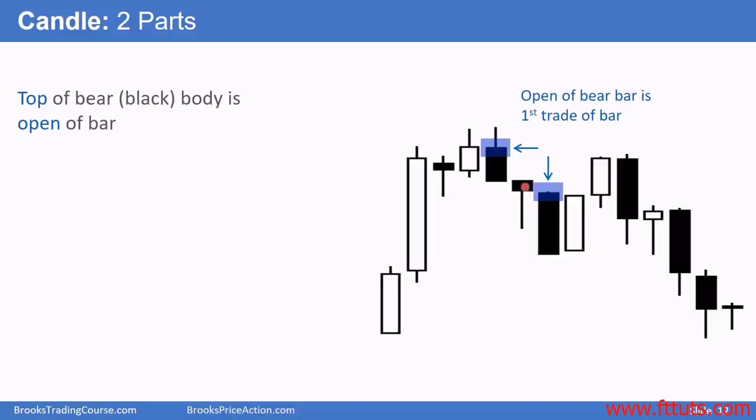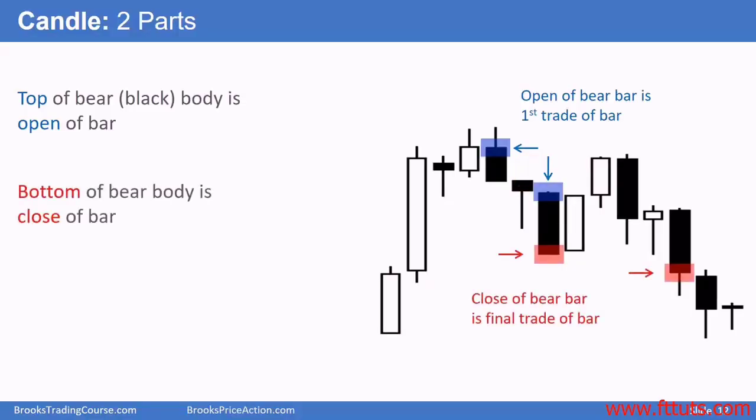If there's a tail below, that means it traded down and traded back up. In this case, because it has a black body, that means the open was here and the close was a little bit below. So the bottom of every black rectangle is the close of the bar. The rectangle is called the body. A black body is a bear body. A white body is a bull body, a bull trend bar.